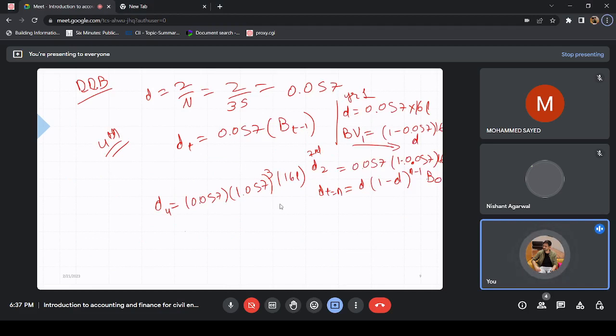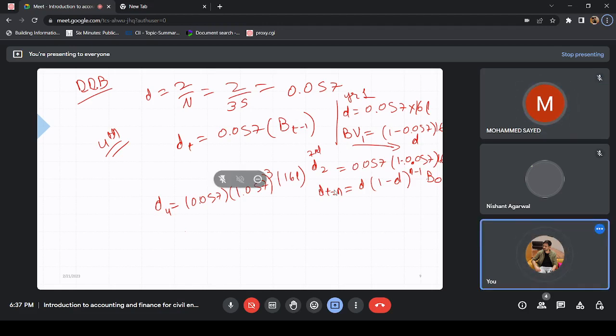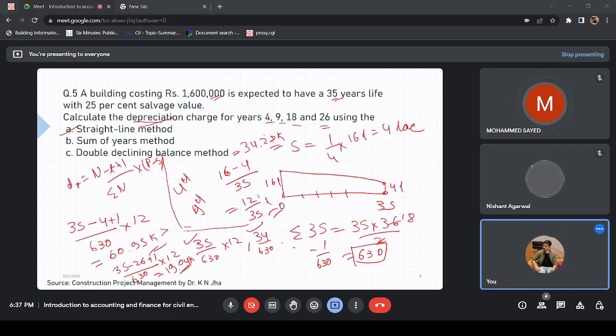So any questions related to depreciation methods? Can you repeat that previous part of the two methods of how we can calculate these directly, for straight line and sum of years? Yes, yes. So in a straight line, okay, this page has become quite messy. Let me bring a new page here.